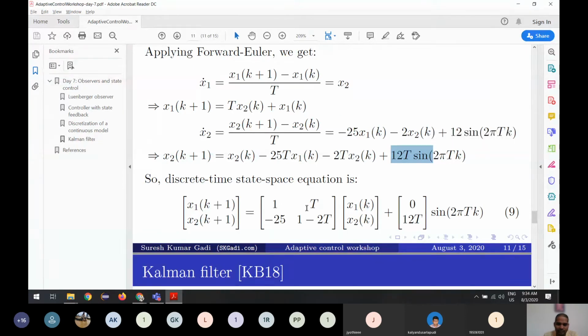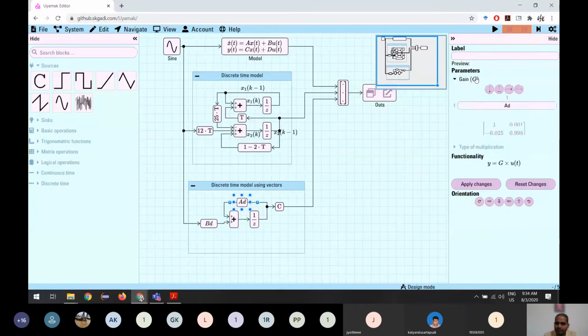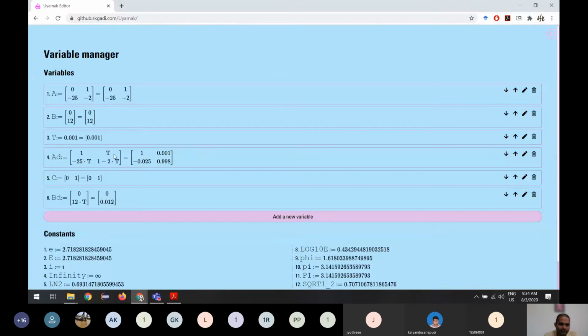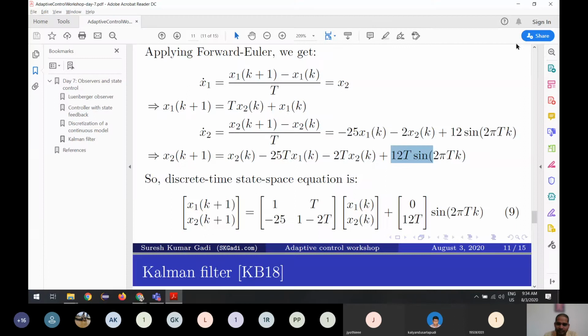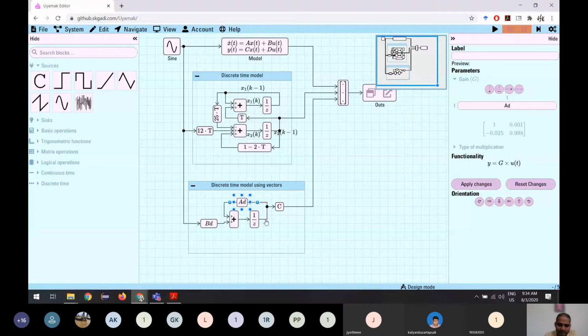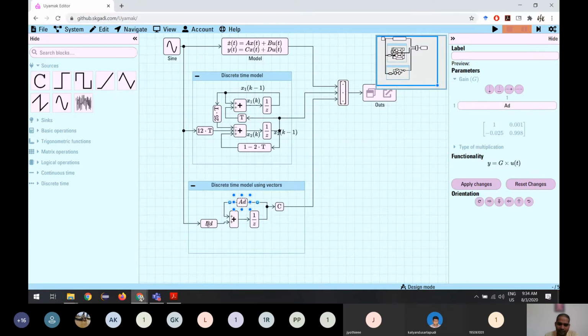So what is it? 1, t, minus 25t, 1 minus 2t. Let us see how I have defined it: 1, t, minus 25t, 1 minus 2t. So this is the value we are getting. And what is the B? The B is 0 and 12 times t. We are getting this, so we are implementing this system like this. So the value is the sum of 2 terms. One is this term, another is this term. This term is multiplying with x, so A is multiplying with x itself. The B is multiplying with the input.